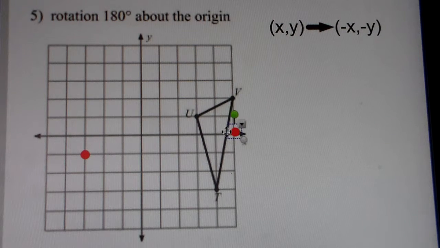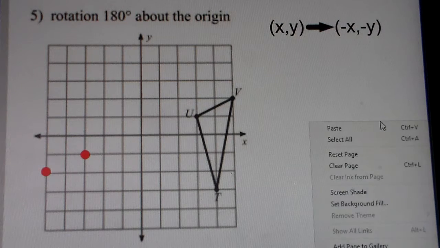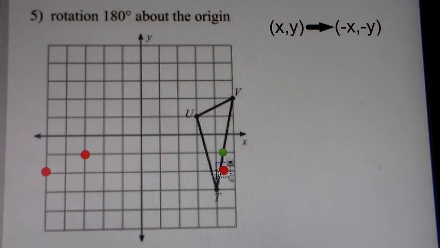V is 5 to the right, 2 up. So it's V then 5 to the left, 2 down. And T is 4 to the right, 3 down. So it'd be 4 to the left, 3 up. That's how we successfully rotate it around 180 degrees about the origin. That's the answer to number 5.